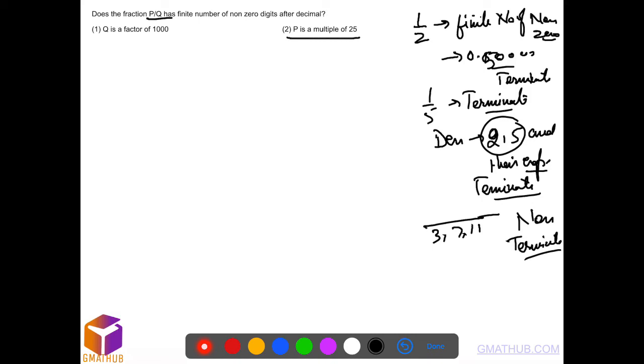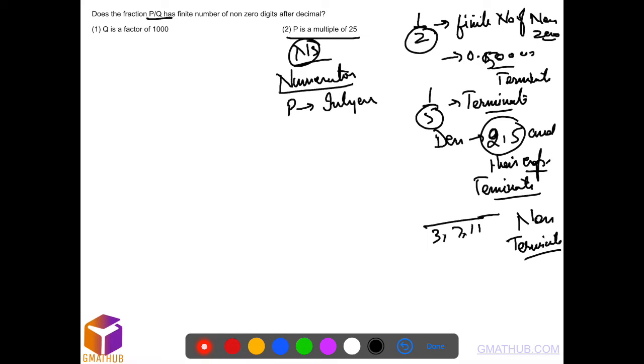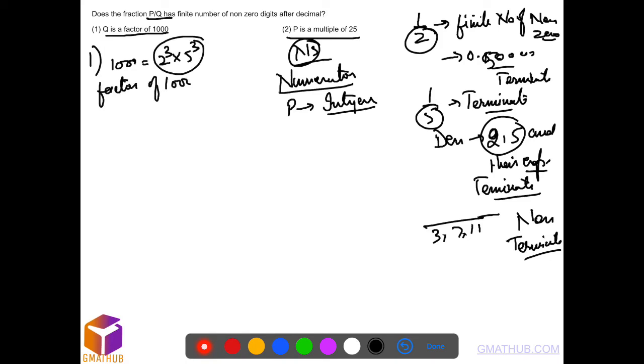If you see, the second statement itself is not sufficient because it talks about only the numerator. What we are checking is the denominator. It simply tells me P is a multiple of 25, so some integer which is a multiple of 25. The first statement tells me Q is a factor of 1000. 1000 can be written as 2 cube into 5 cube, so factors of 1000 will only have 2, 5 and their exponents, and nothing else.